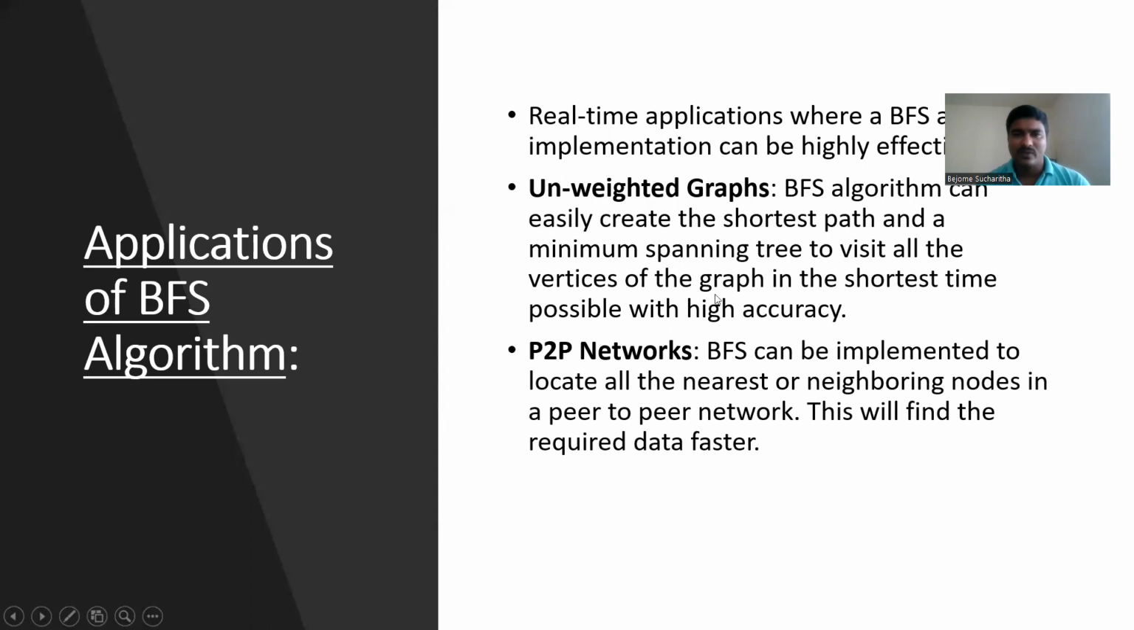And these are the applications of breadth first search. We are using unweighted graphs and P2P networks in breadth first search. In an unweighted graph, the BFS algorithm easily creates the shortest path and a minimum spanning tree to visit all the vertices of the graph in the shortest time possible with high accuracy. With P2P networks, BFS can be implemented to locate all the nearest or neighboring nodes in the P2P network. This will find the required data faster. We use whichever is the best one in the BFS.